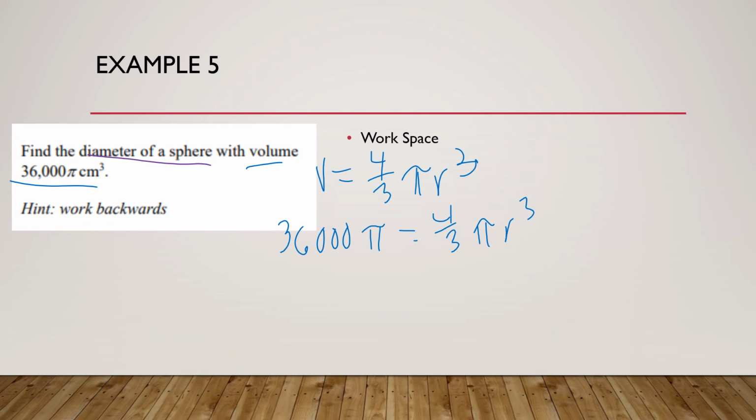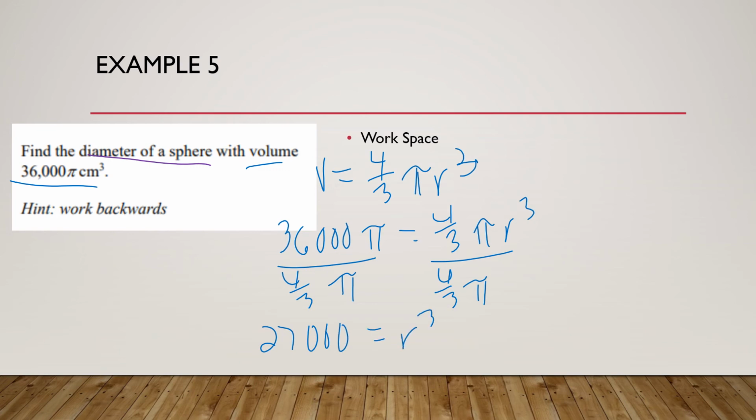So when we go to solve, we're going to divide both sides by the 4/3 pi, and that's going to give us 27,000 is equal to radius cubed. So now, before when it was squared, it would be the square root of both sides. Since it's cubed, we do something called the cube root of each side. And we would get radius is equal to 30.